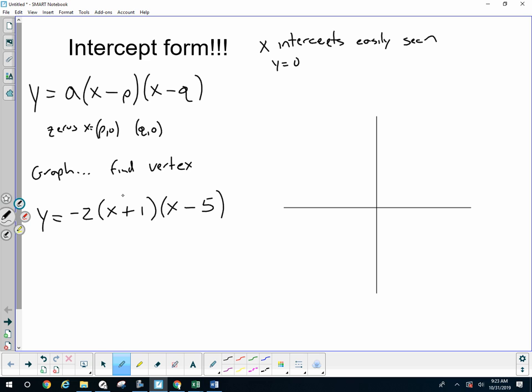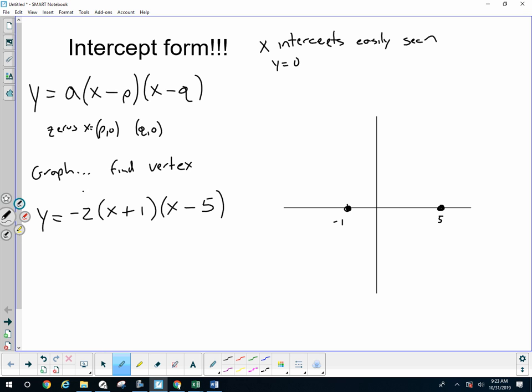I can see that when x is -1, I will have a 0 for y. -1, this would be 0, times anything is 0, so I know I have the point -1, 0. I can see that when x is 5, this will be 0, making everything 0.